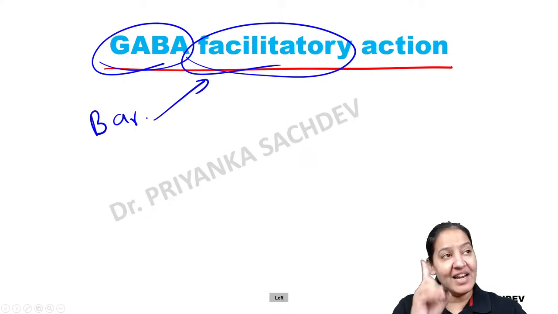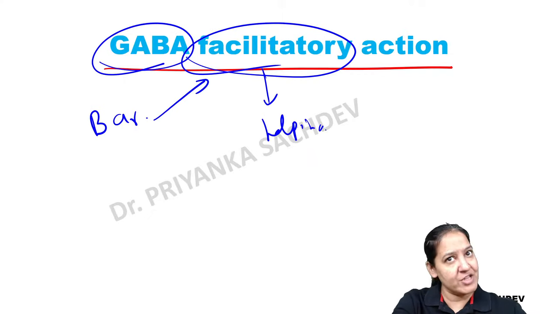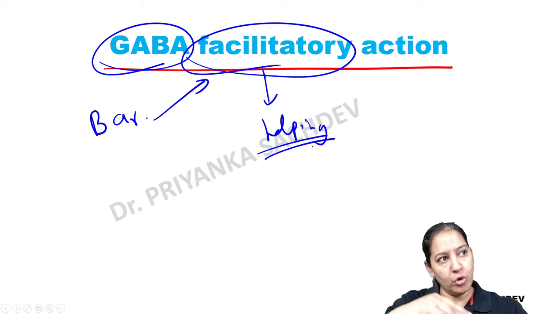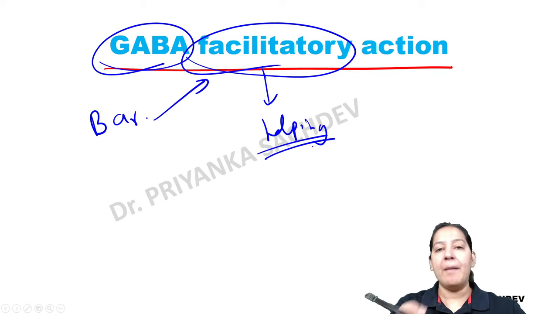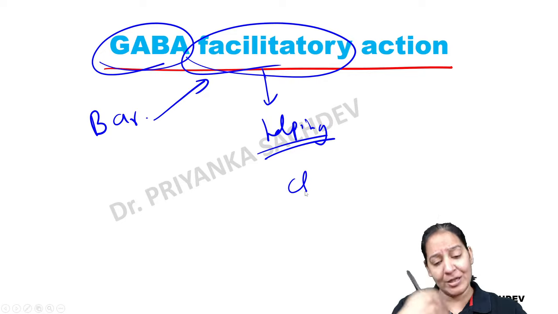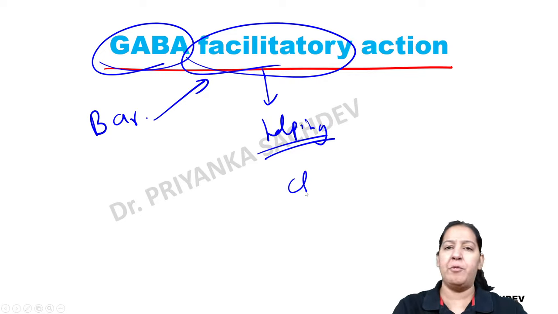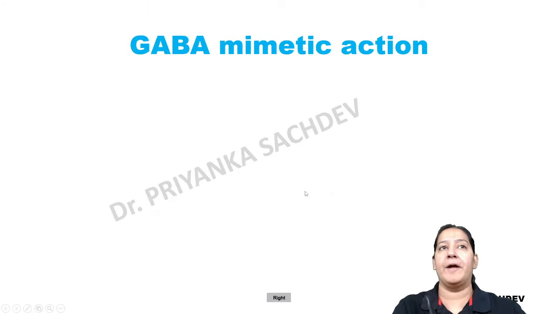That is GABA facilitatory action, because it is facilitating, means helping GABA. Helping the natural GABA to do its job more. GABA earlier used to open the chloride channel for 1 millisecond. Now barbiturate tells GABA, not for 1, I will help you, instead of 1 you open it for 5 or 10. So more chloride will come, more hyperpolarization, more inhibition, so that will cause sleep. So it is the natural action that is happening.